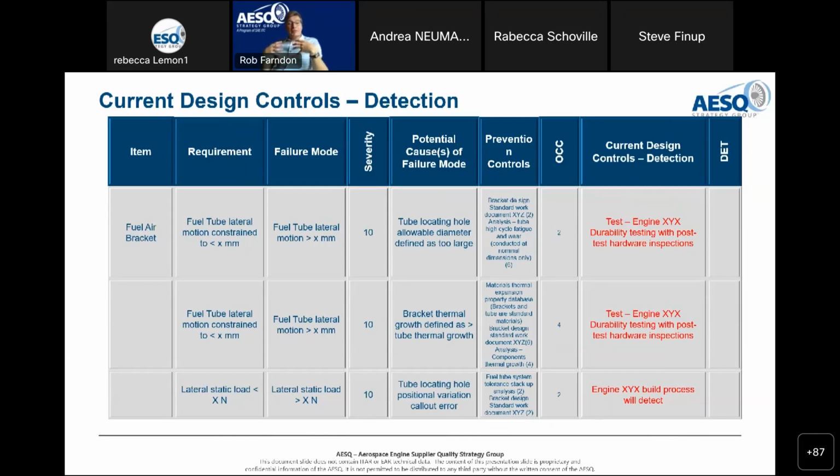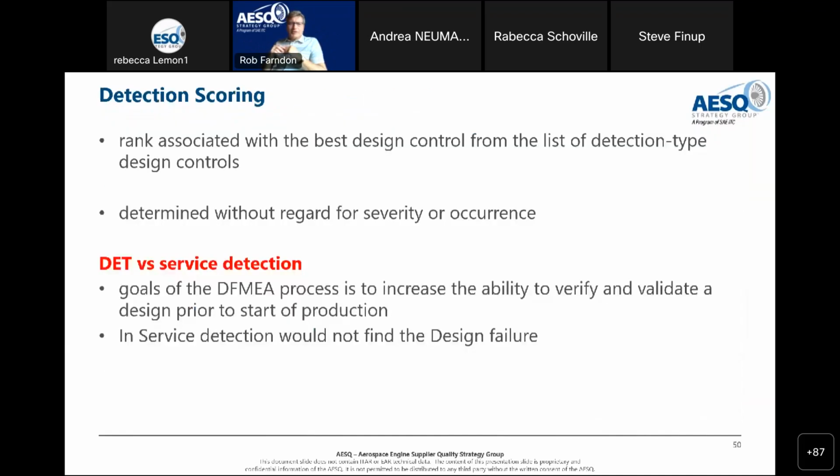Okay, so this is all about the ways we're going to detect this problem inside phase 2, typically, of APQP, the product design and development environment. Okay. Click on one more, we will get the scores associated with them. Not yet. I'm coming on to scoring now. So the rank is associated with the best design control from the list of detection type design controls. Again, you cover up the rest of the sheet when you're scoring it. Okay, so it should be in ignorance of the severity or the occurrence number.